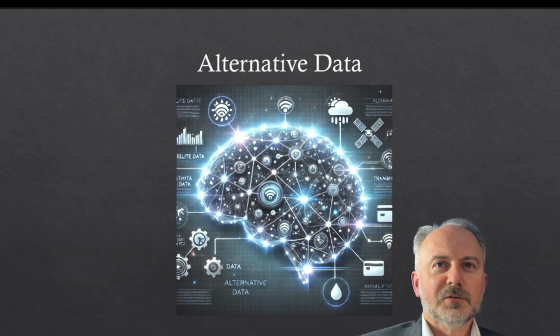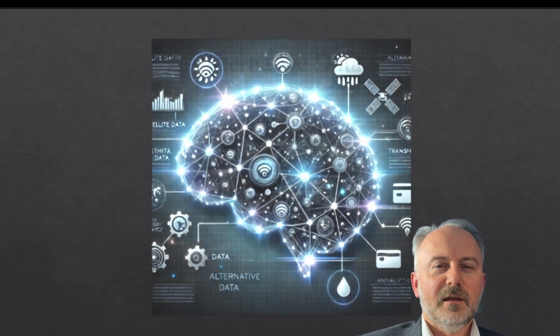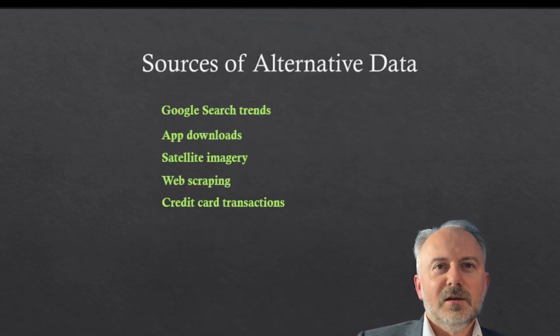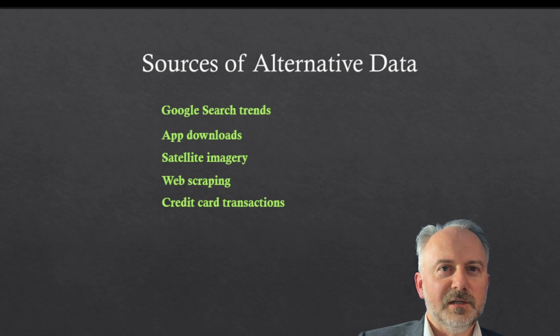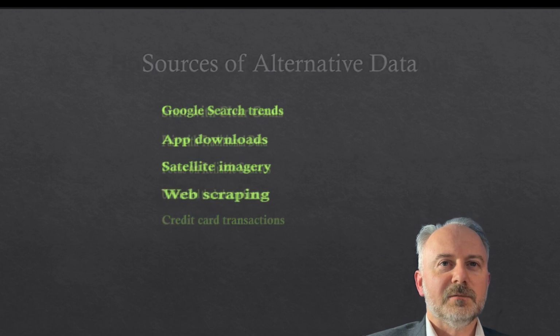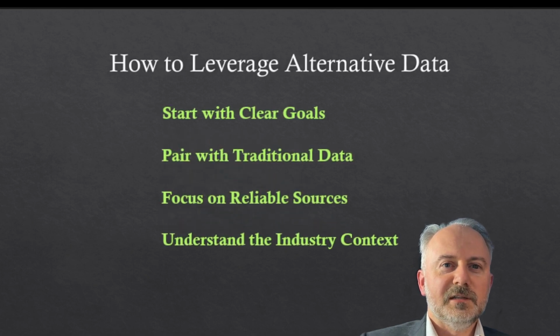The next approach would be alternative data. And alternative data would be looking at things such as Google search trends, app downloads, satellite imagery, web scraping, and credit card transactions. These might give you some insight into trends and stocks that may have some interesting new things going for them.